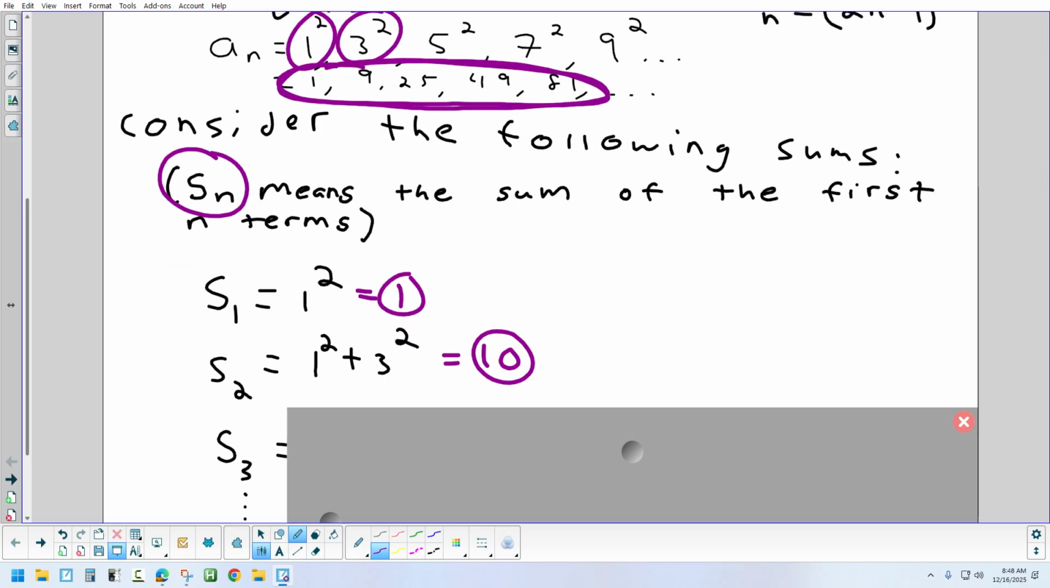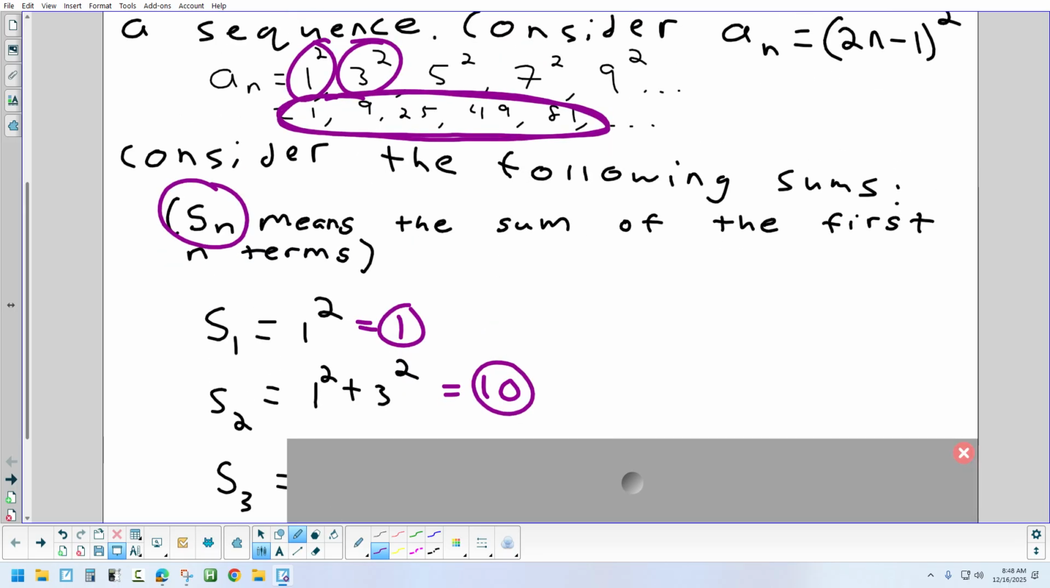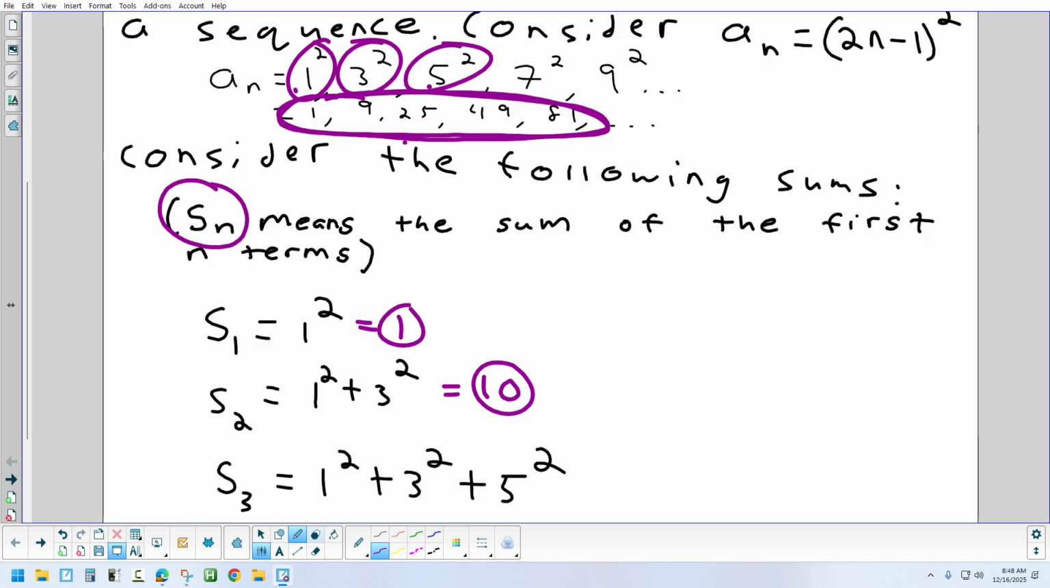S sub 3 means to add up the first 3 terms. 1 squared, 3 squared, 5 squared. So we're going to be adding 25 to what we just had. So what would that add up to? 35.